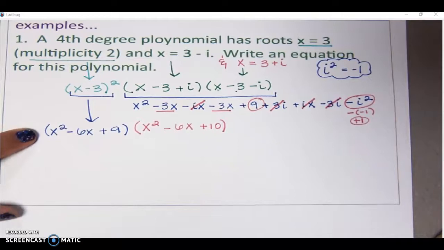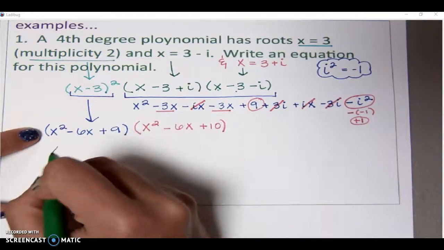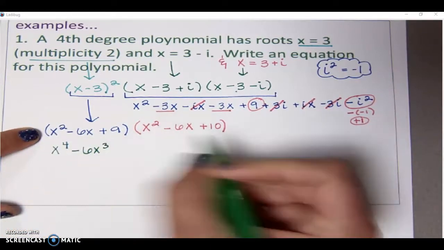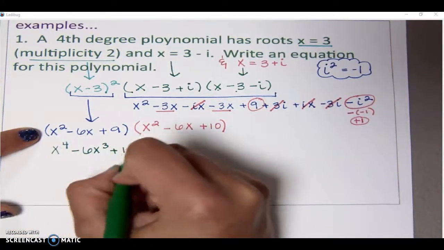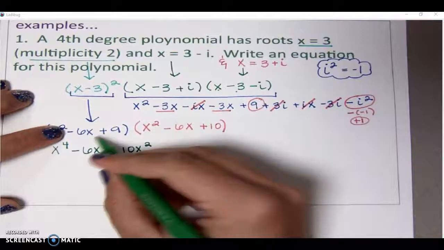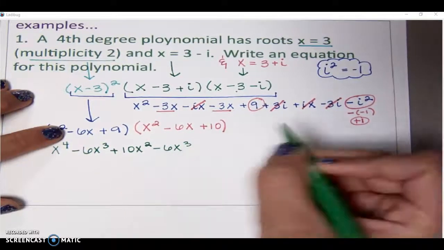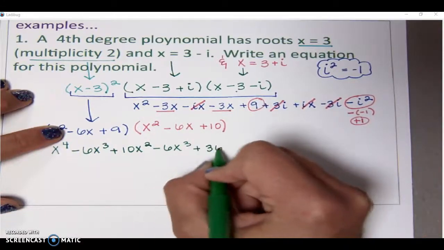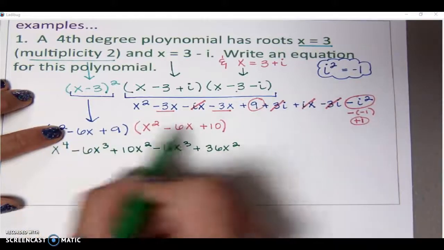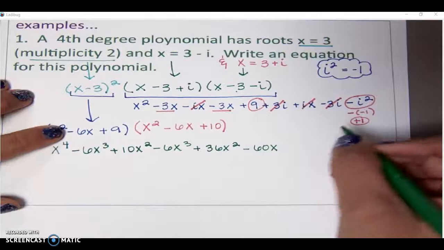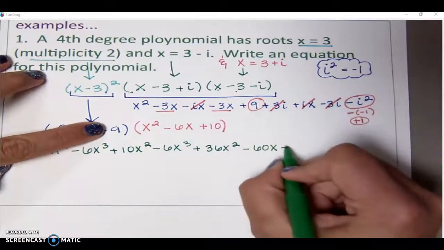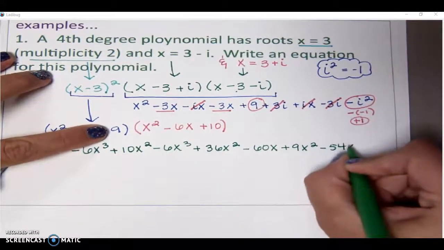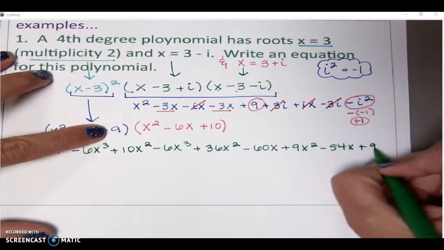Really the biggest thing here is you just have to be careful when you're doing this. So x squared times x squared gives us x to the 4th. X squared times negative 6 is negative 6x to the 3rd. X squared times 10 is 10x squared. Negative 6x times x squared is negative 6x to the 3rd. Negative 6x times negative 6 is positive 36x squared. Negative 6x times 10, negative 60x. 9 times x squared is 9x squared. 9 times negative 6x is negative 54x. And 9 times 10 is 90.